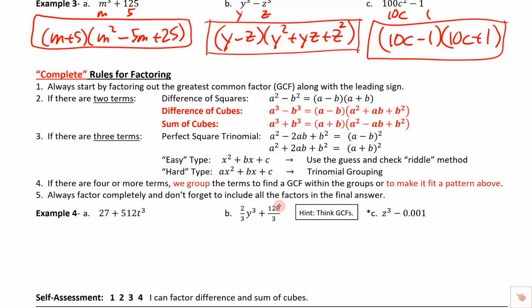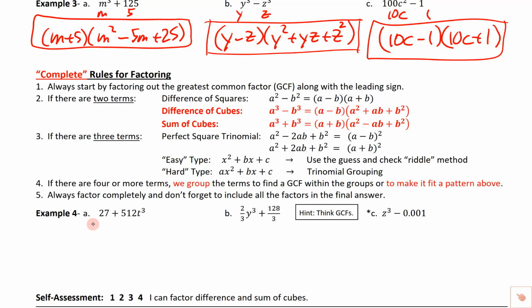factors in the answer. So let's take a look at this one right here. You'll notice that this is a 27 plus a 512t cubed. Now, we normally write this with the variable first. We write it in descending order. If you wanted to, you could factor it this way. There's nothing special about having the t cubed or the variable at the beginning, but it does kind of fit what we normally use. So I'm going to go ahead and switch these around.